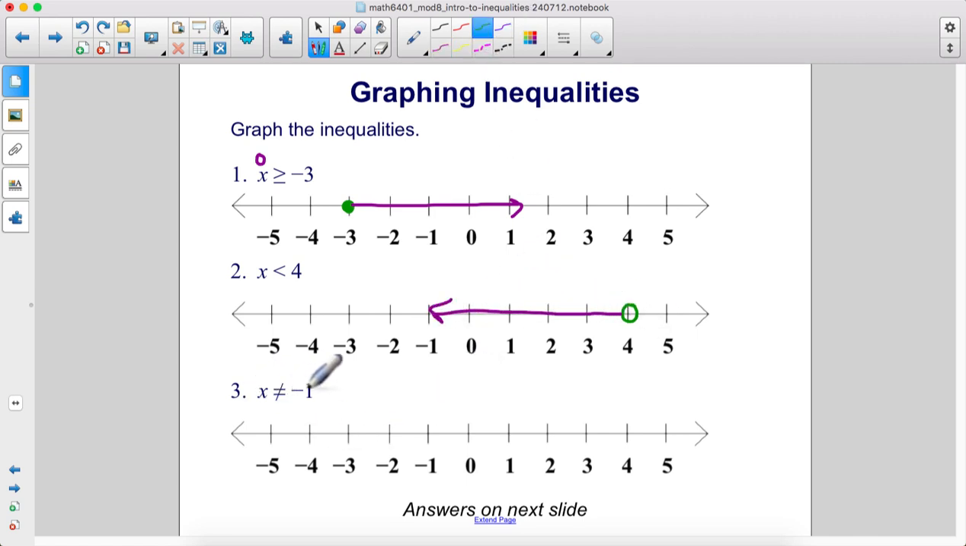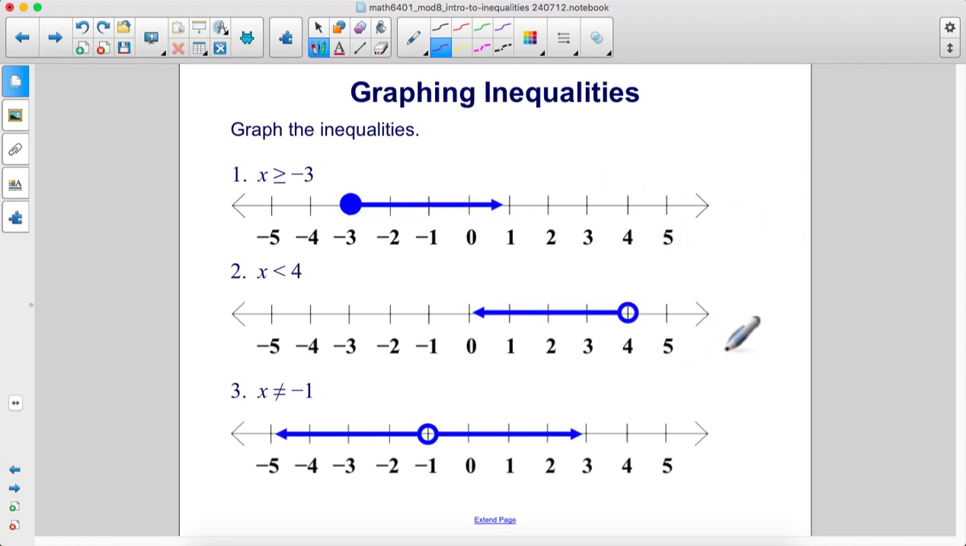x is not equal to negative 1. Negative 1 is not included, so it's an open circle. And when you have not equal to, it's just every other number. And there you have it. Here are all of the solutions.